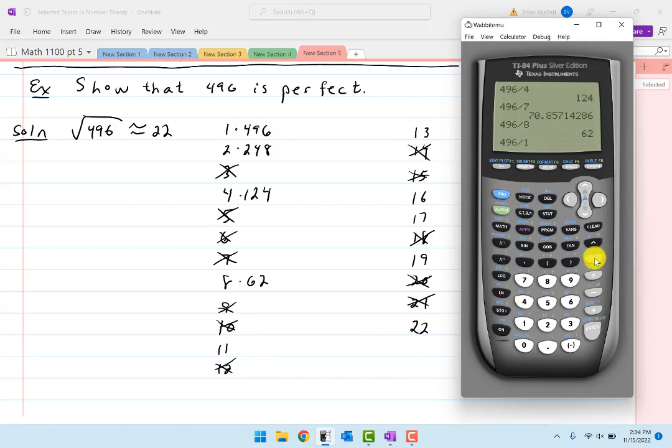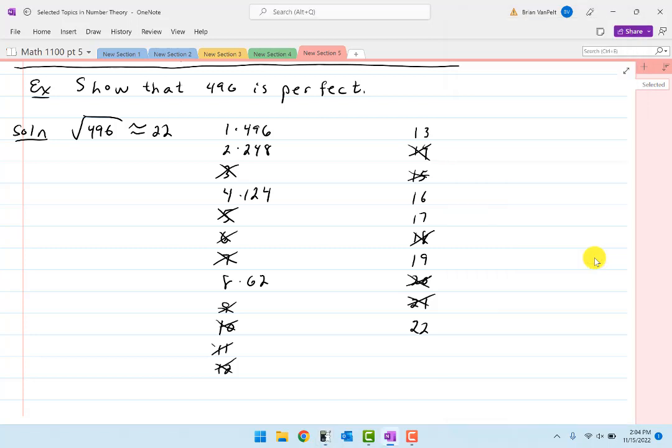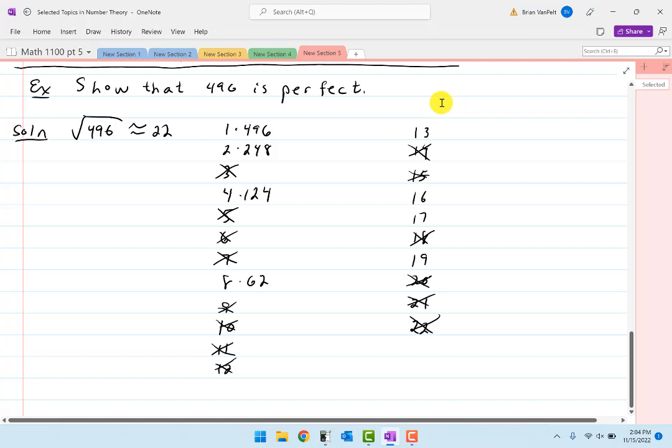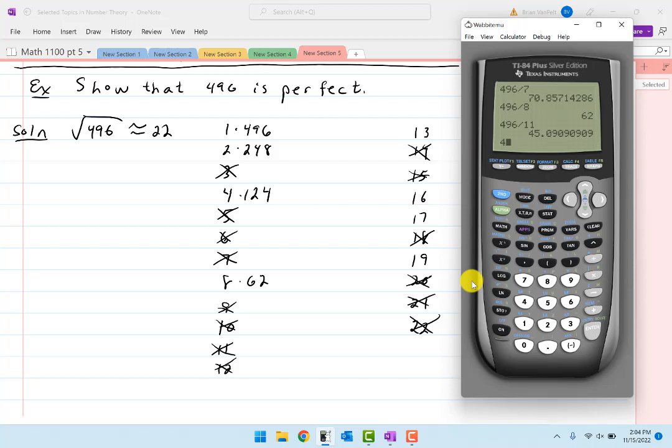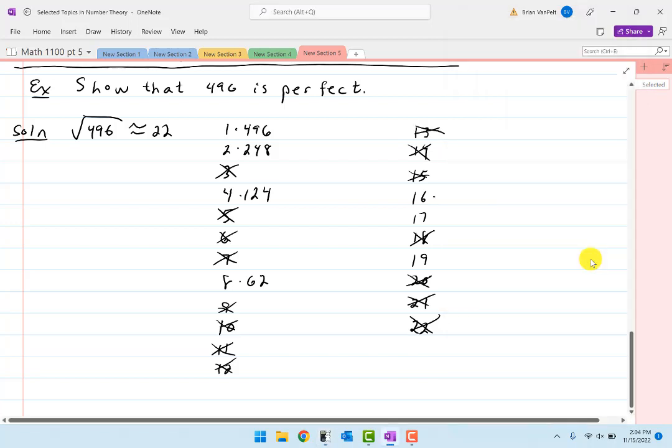496 divided by 11. Decimal, so 11 will not go into it. Since 11 doesn't work, neither will 22. Moving on to 13. 496 divided by 13. 13 does not go into it. Let's try 16 while I'm here. It goes into there 31 times. So let me take out the 13. It didn't work. 16 times 31.